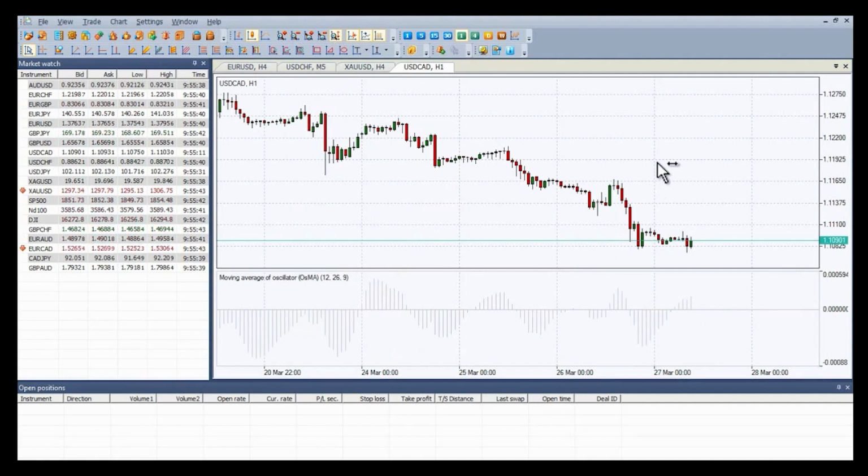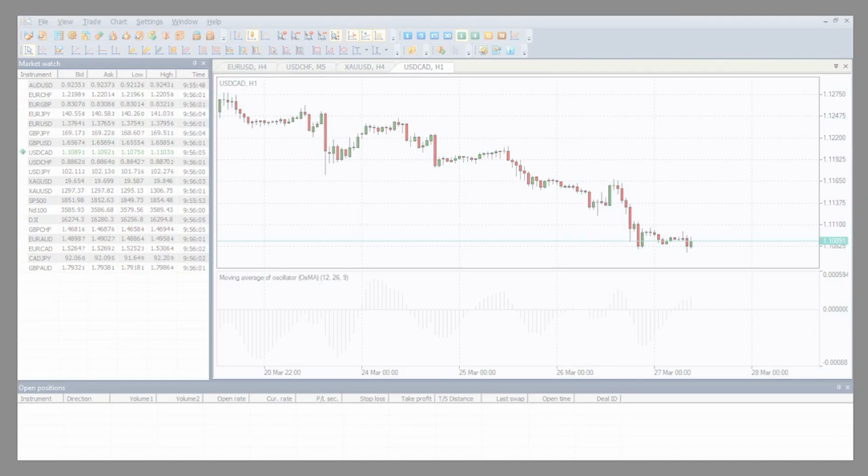The moving average of Oscillator is a technical analysis tool that reflects the difference between an oscillator and its moving average. For more information regarding the moving average of Oscillator, visit the IFC Markets webpage, select Education, Technical Analysis, Technical Indicators, and from the Trend Indicators, select Moving Average of Oscillator.